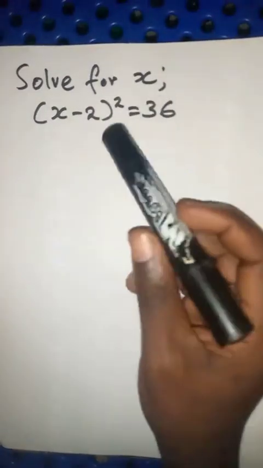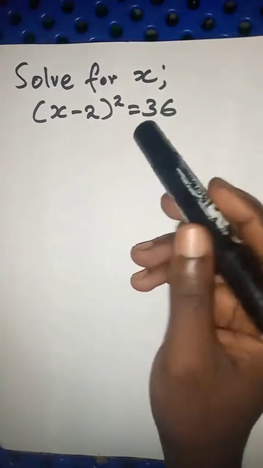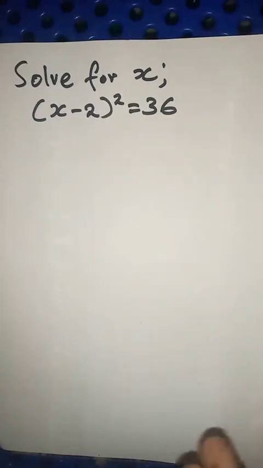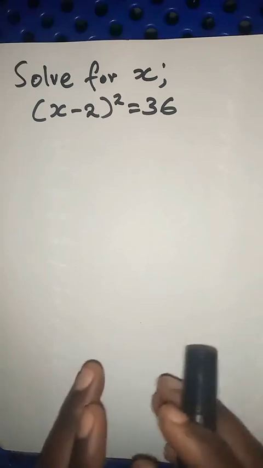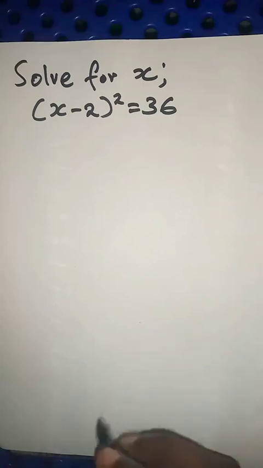where we are told to solve for the value of x in (x minus 2) squared is equal to 36. So this is a typical perfect square equation, but I'm going to solve it using two approaches so that you're able to see step by step up to the final solution where we're going to find the value of x.